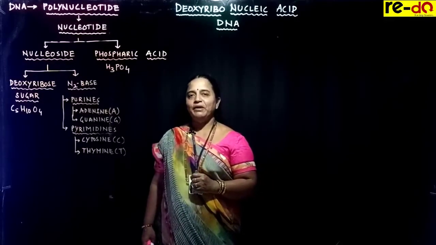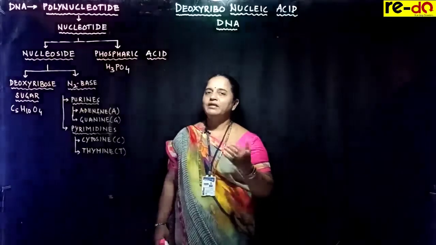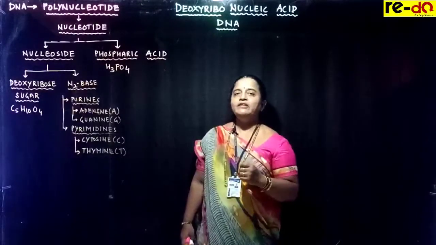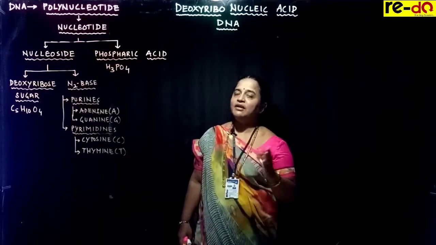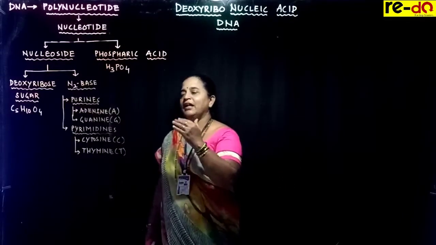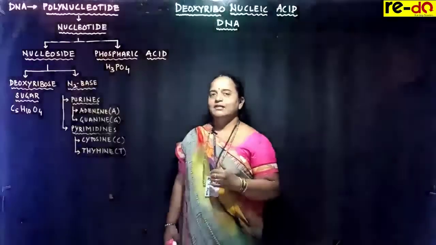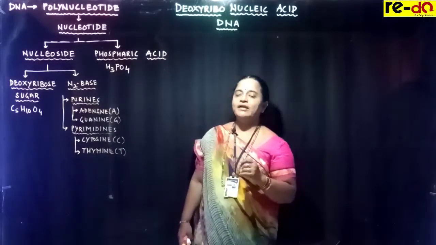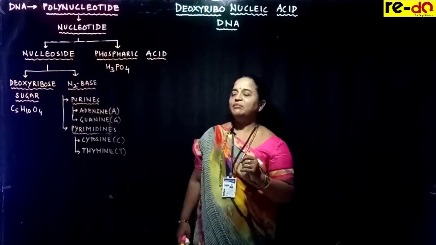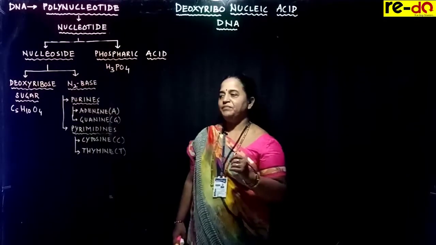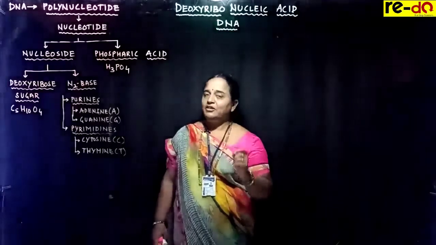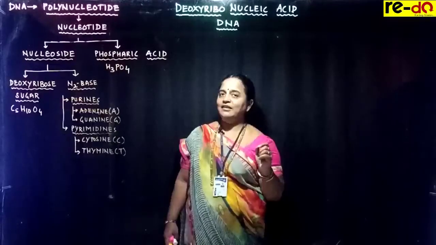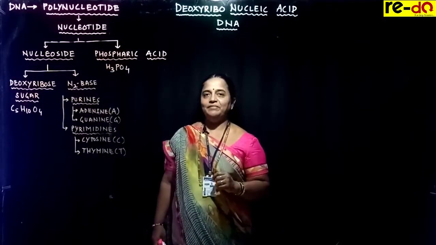This nitrogen base is either a purine or a pyrimidine. The purines are heterocyclic molecules with a double ring structure. They are adenine and guanine. Adenine is represented by capital A, guanine by capital G. Pyrimidines present in DNA are cytosine as C and thymine as T.